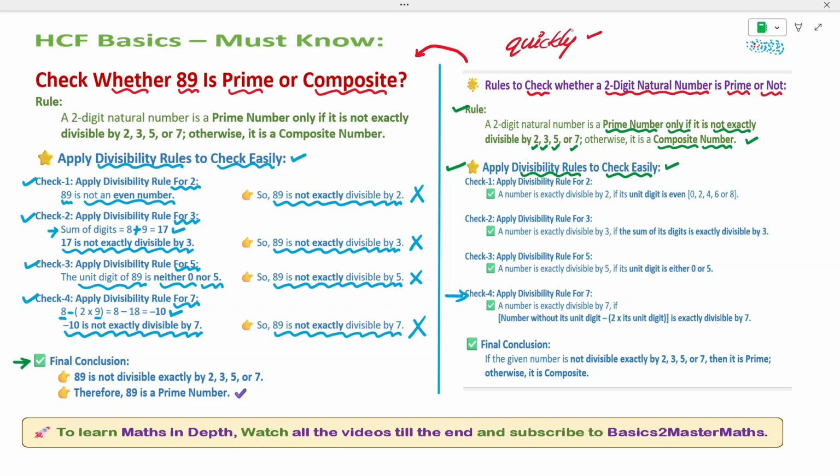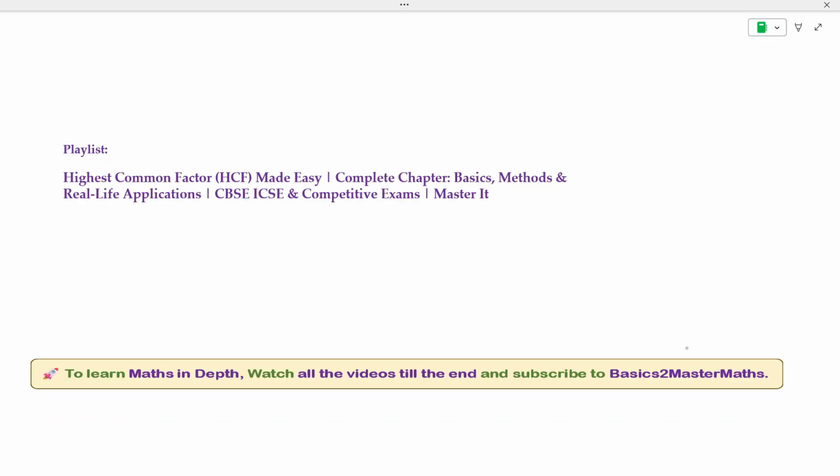So, the final conclusion is 89 is not exactly divisible by either 2 or 3 or 5 or 7. Therefore, 89 is a prime number. Got it?